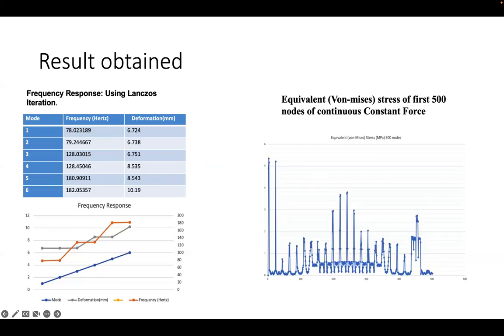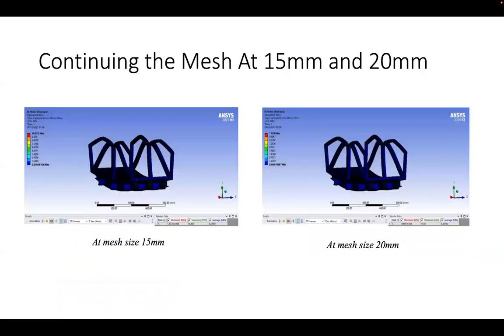The same is shown in tabular form. Here we found the equivalent von Mises stress for 500 nodes. It cannot actually be found for an infinite number of nodes, so we took a constant force of 500 for 500 nodes. So Ganesh, please go ahead.